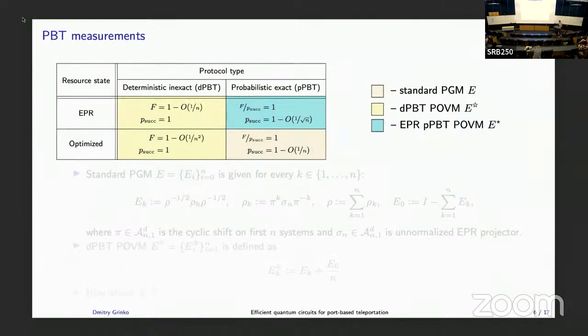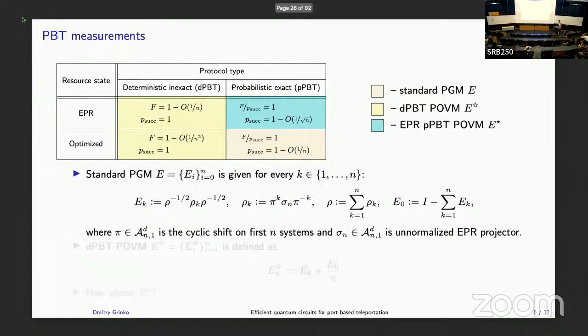So this is the summary of all those different protocol types. I would like to introduce this notation for different POVMs. So we have the standard PGM, which is just E. Then we have this POVM for deterministic port-based teleportation, this E hollow star, and this E star, which is the EPR PBT POVM. So the main ingredient is actually the standard PGM.